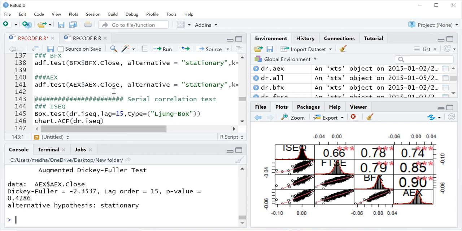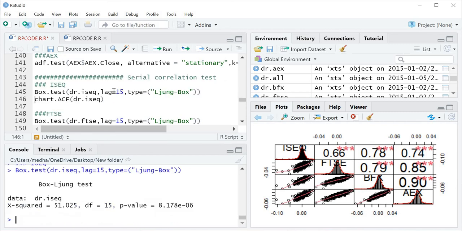The next test is the serial correlation test. Basically, a Ljung-Box test checks for any serial correlation in the variables, and it says that if it has a serial correlation, it tells me that I could predict the values at certain lags, and I could make future predictions looking at the serial correlation within the variables.